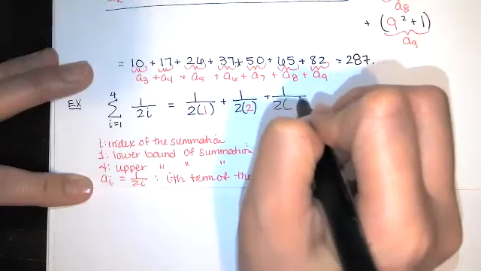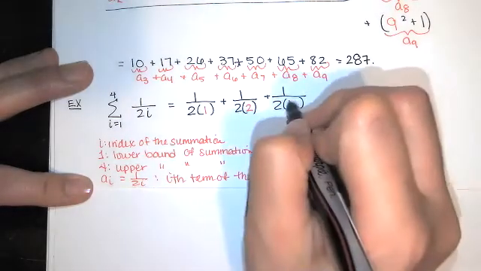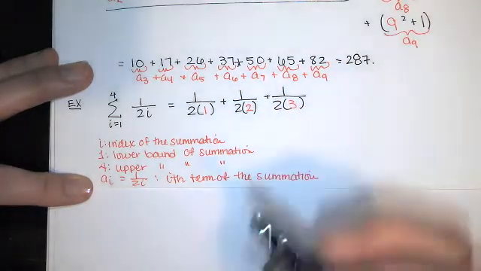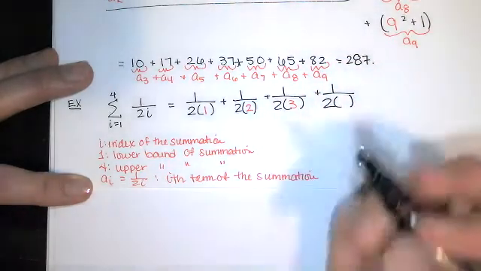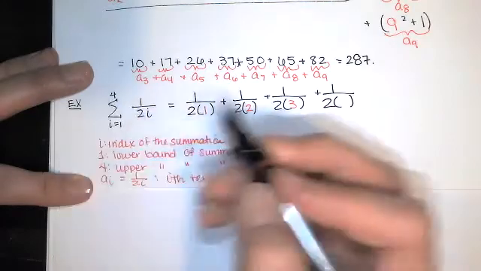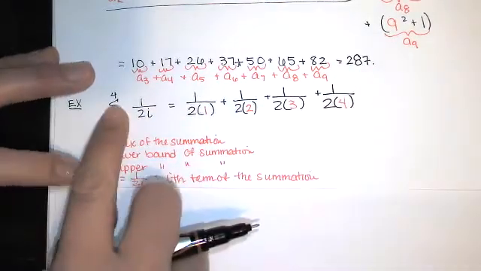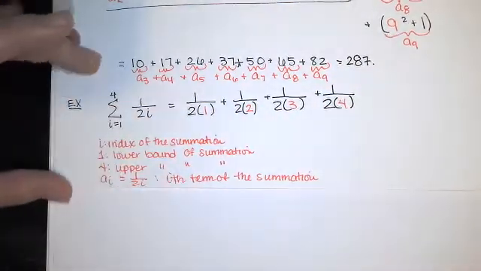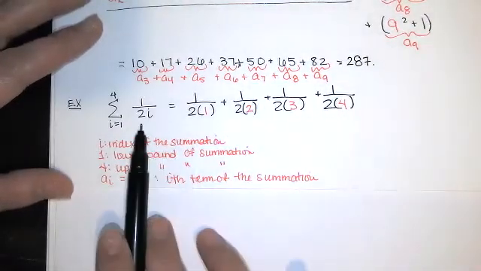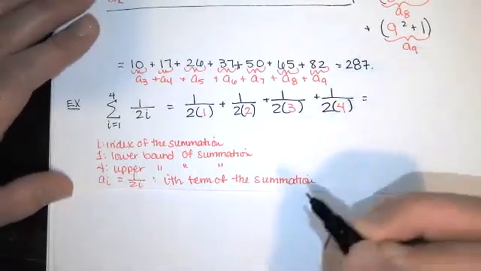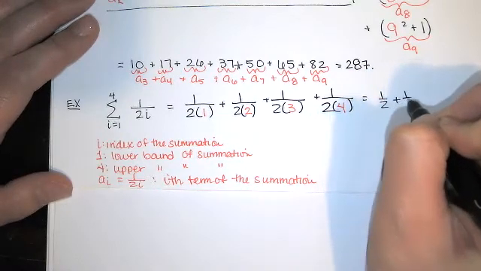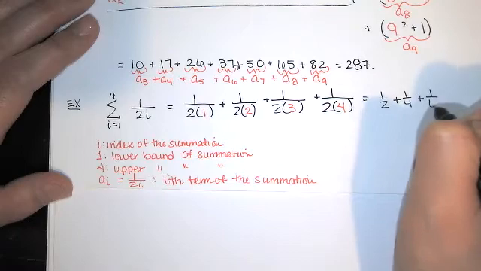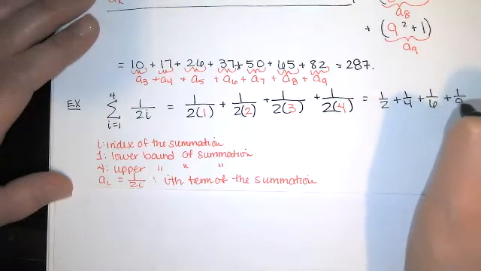So we substitute and add. Then I is 4. We substitute. If this index wasn't 4, we would keep going, but the upper bound of the summation is 4, so we stop. So this is the expanded form of this. And if I want to simplify, I can. This is 1/2 plus 1/4 plus 1/6 plus 1 over 8.